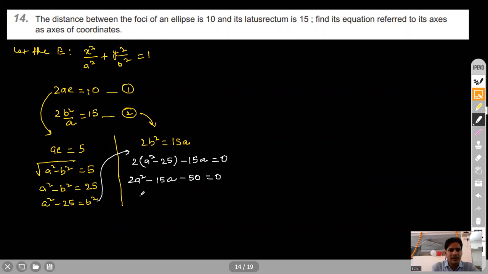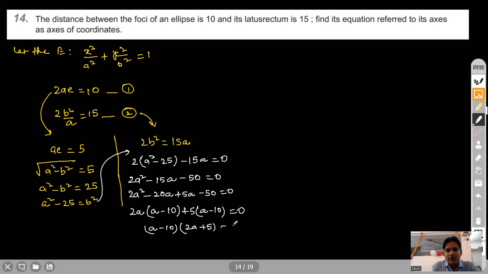15 into 200, 20 and 5, we can split the middle term. So 2a square minus 20a plus 5a minus 50 equal to 0. So 2a into a minus 10 plus 5 into a minus 10 is equal to 0. So a minus 10 into 2a plus 5 equal to 0. So from here we get two values of a: a is equal to 10 and a is equal to minus 5 by 2. Right? So this is what we got, the values of a.